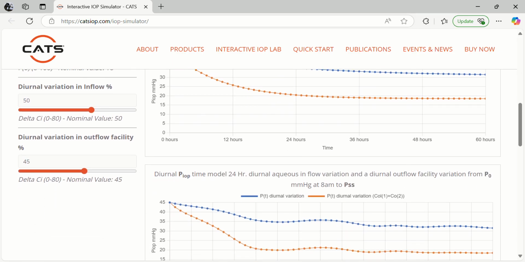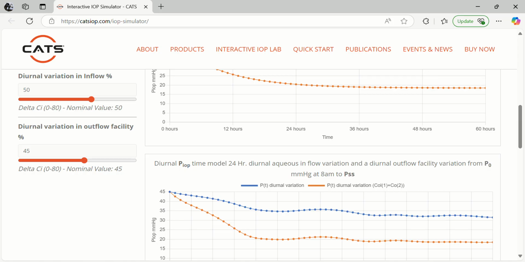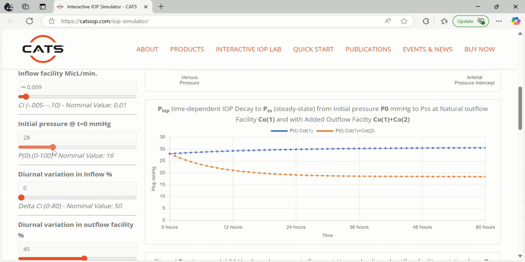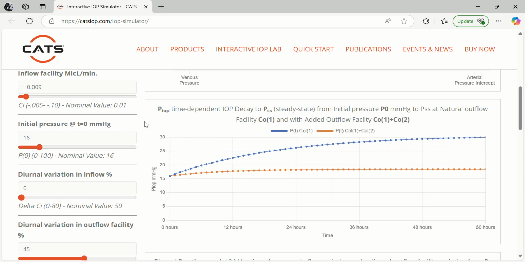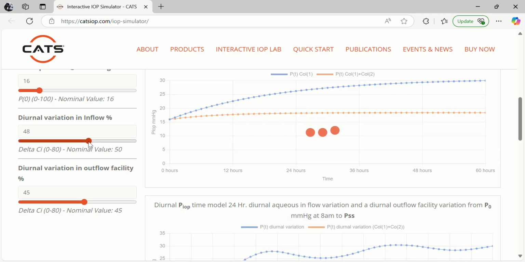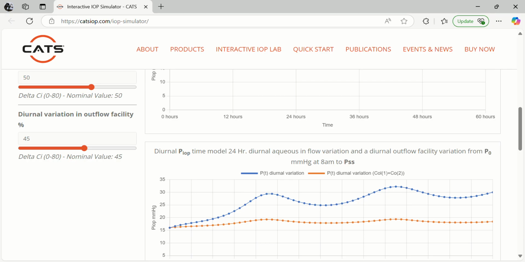And then two of the other variables, which are actually quite important, are the diurnal variation. What affects the diurnal variation is the percent of inflow facility change versus the percent of outflow facility change. So let me bring this back down to something relatively nominal, an initial pressure of, say, 16 right there, and we have our diurnal variation, which in most people runs at about 50 for inflow. So you'll see that, and the diurnal variation in outflow facility decreases about 45.